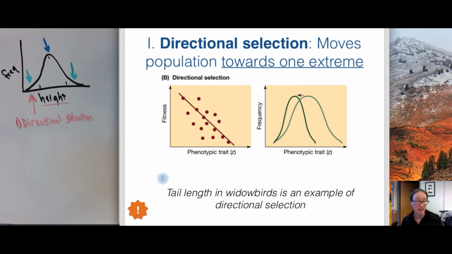And the example of tail length in widow birds, you could use as an example of directional selection, right? The longer the tail, the more sexy the bird. So there's selection pressure driving towards longer and longer tails.